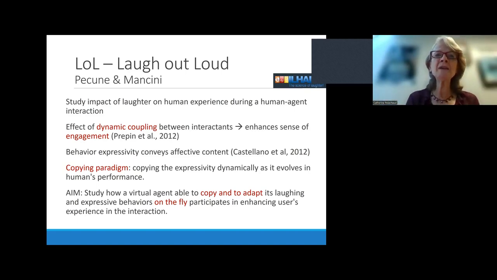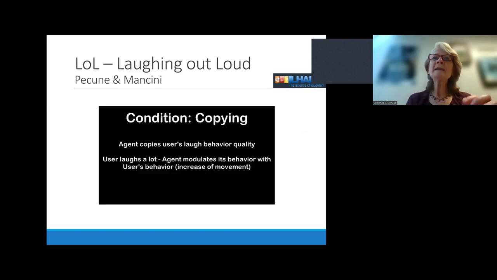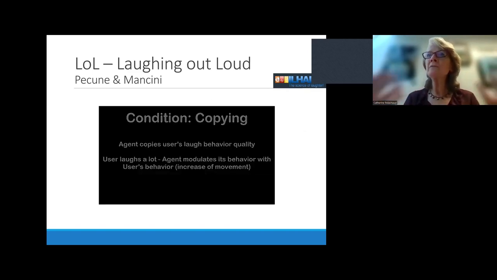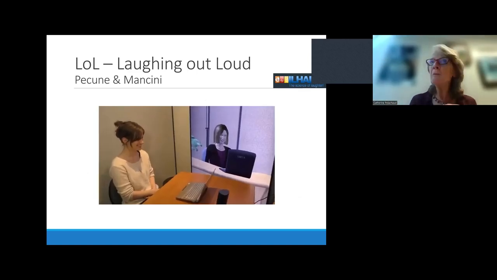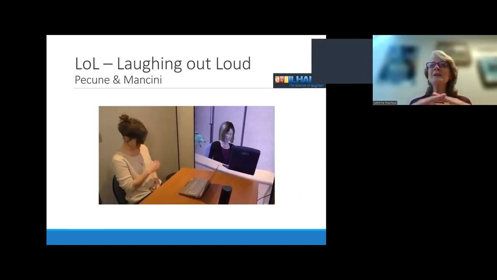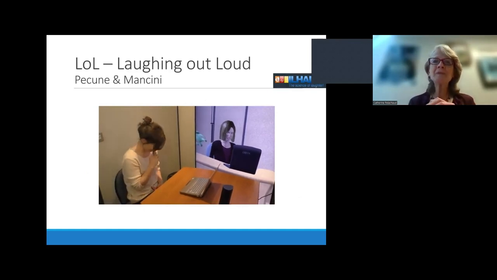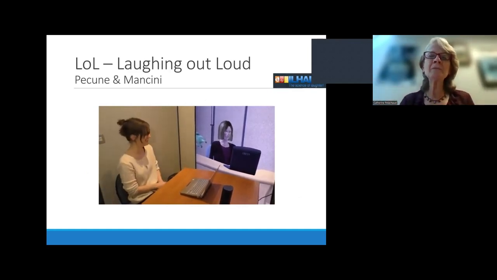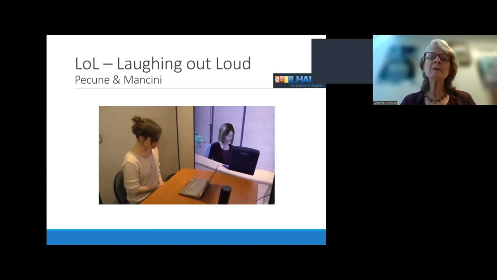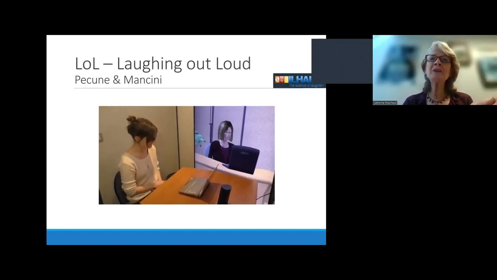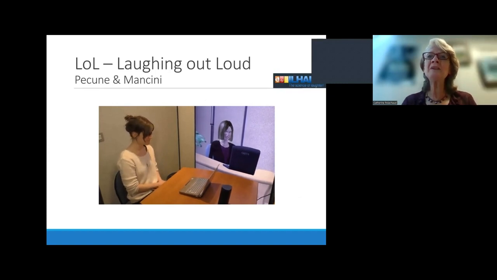The aim of this first study was to see how a virtual agent able to copy and adapt its laughing and expressive behavior on the fly, dynamically, participates in enhancing user experience in the interaction. As I said, we didn't use natural humor, but we used music that was triggering laughter. You can see here a stimulus of a participant laughing at the music with the agent.